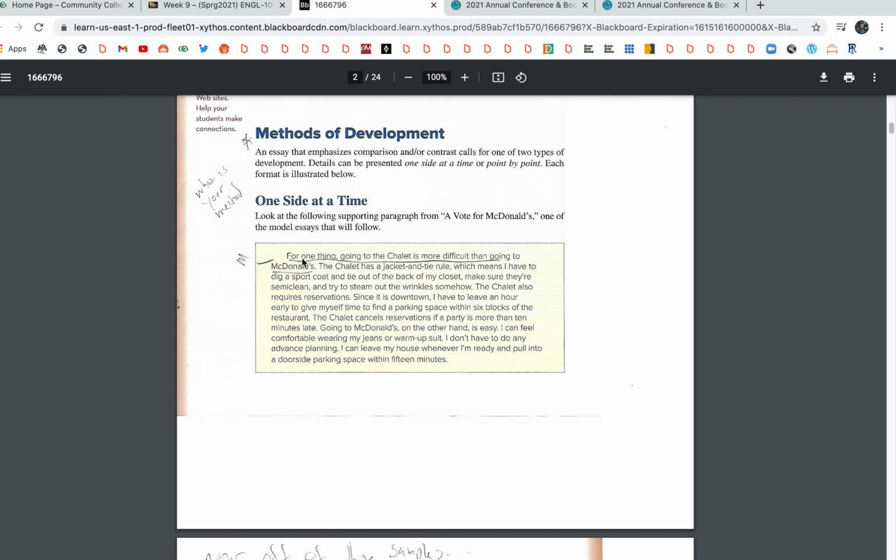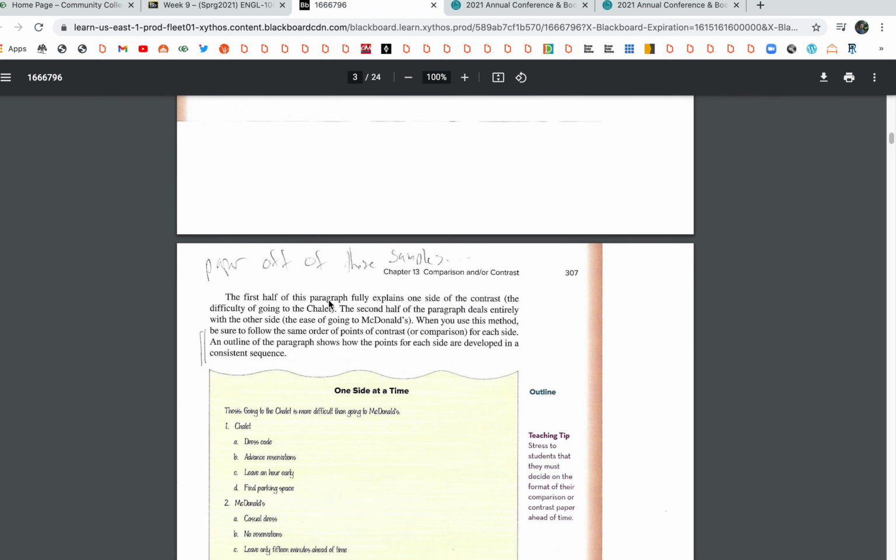Starbucks coffee is better than Dunkin' Donuts. Starbucks coffee uses higher quality ingredients, blah, blah, blah. Dunkin' Donuts coffee tastes like mop water, so you'll talk about the one then the other. That's the one side at a time, subject by subject.